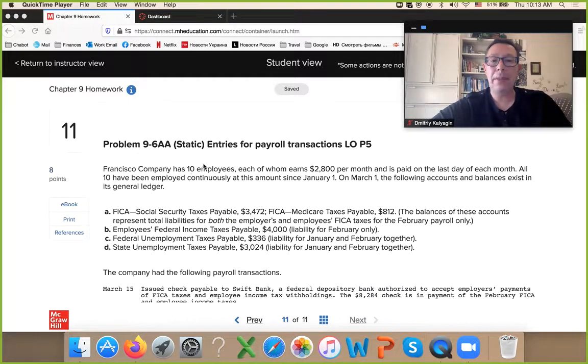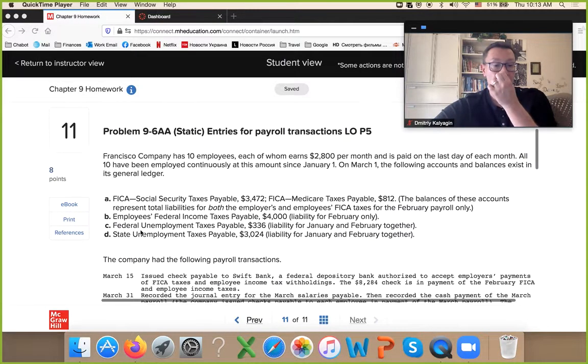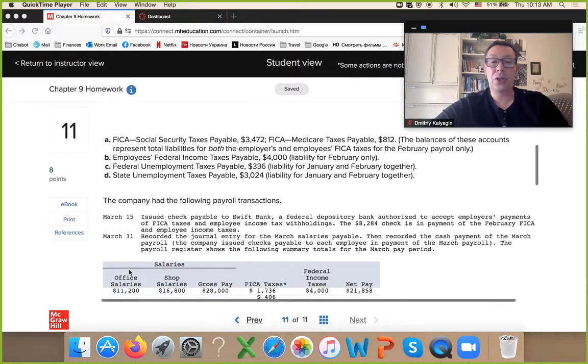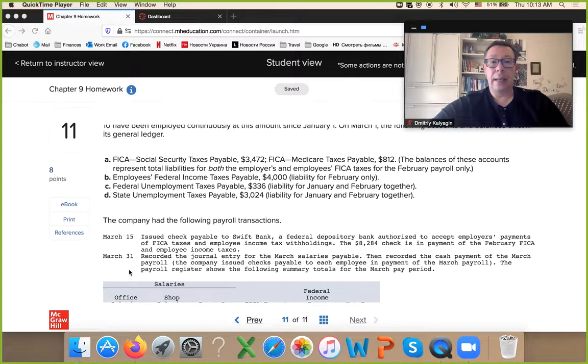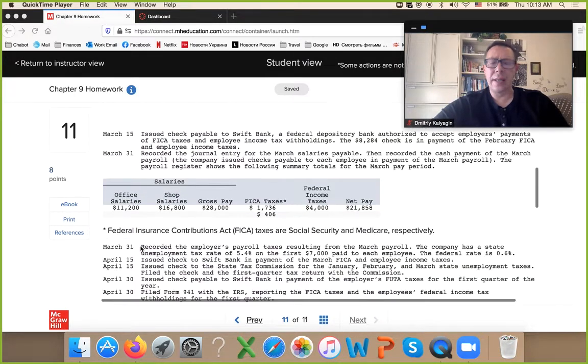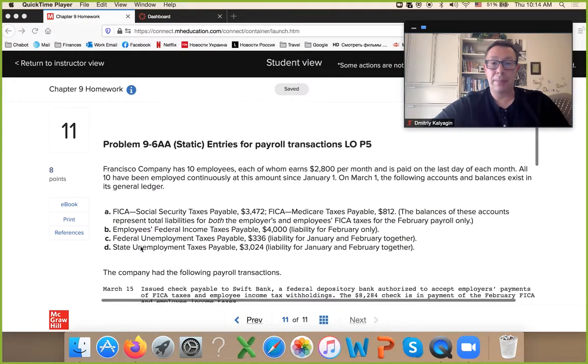So we're a company with 10 employees. Each employee earns $2,800 per month and is paid on the last day of each month. All 10 have been employed continuously at this amount since January 1st. Right now is March 1st, and we have all these accounts and balances listed right here. We're going to be recording payroll for March and some other transactions besides payroll for March and April.